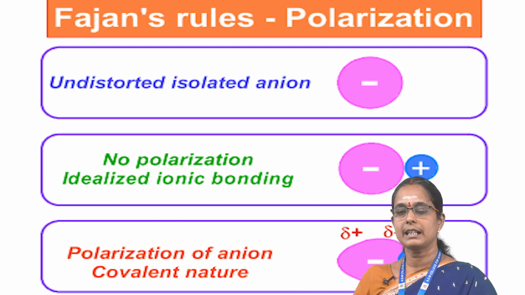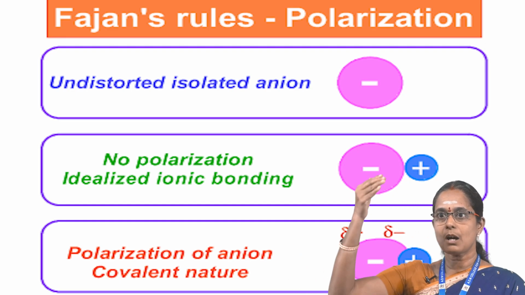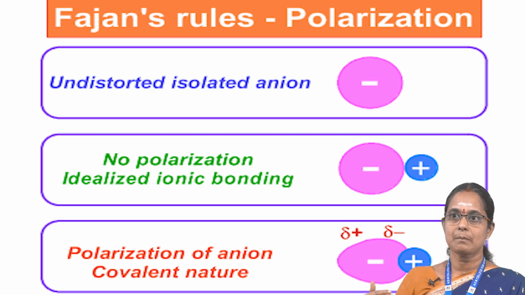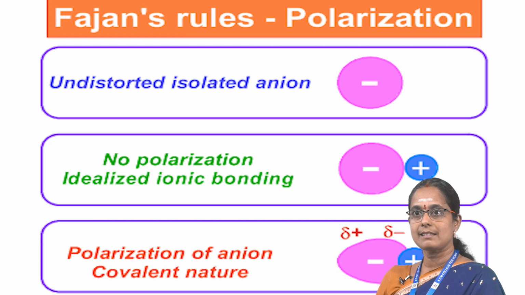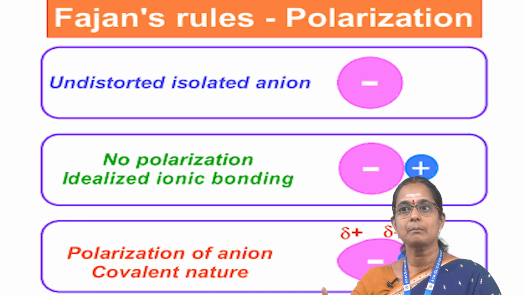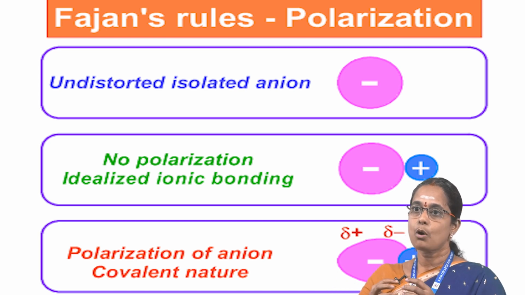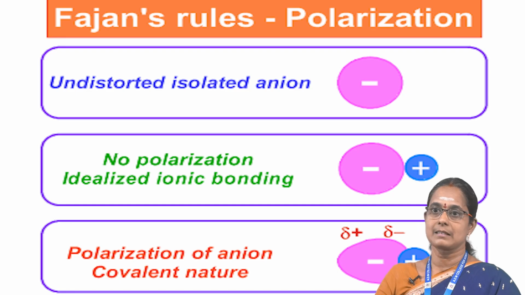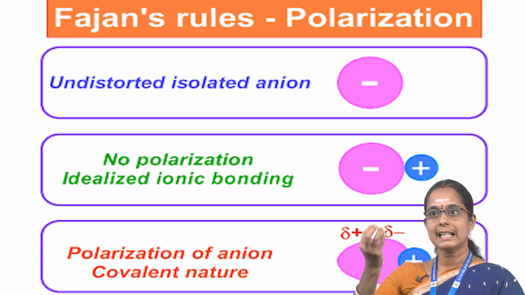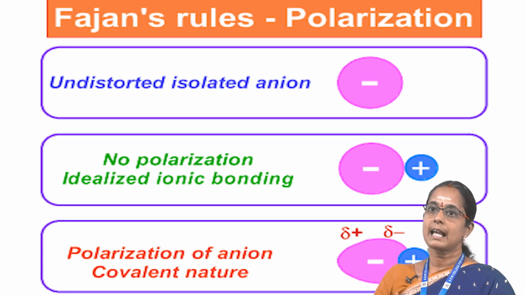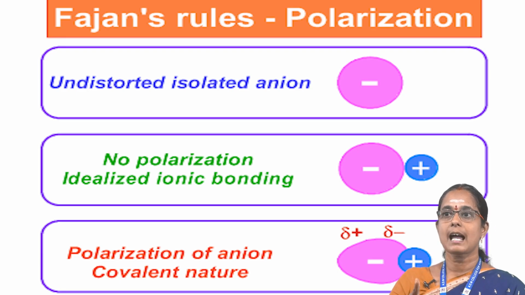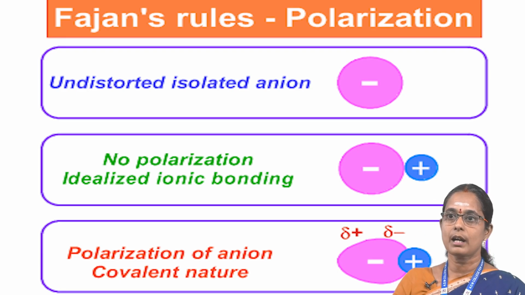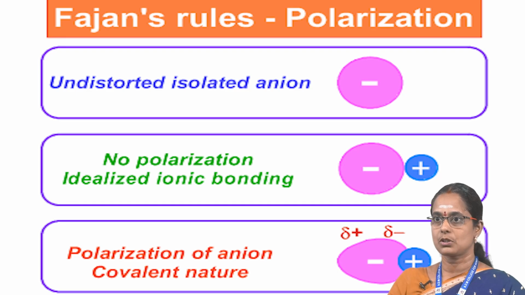When moving down in a group, that is Na plus, K plus, the size increases because the atomic number increases. The polarizing power decreases. So, ionic character decreases. So, their melting point also decreases in the same order because ionic character and melting point are directly related to each other.